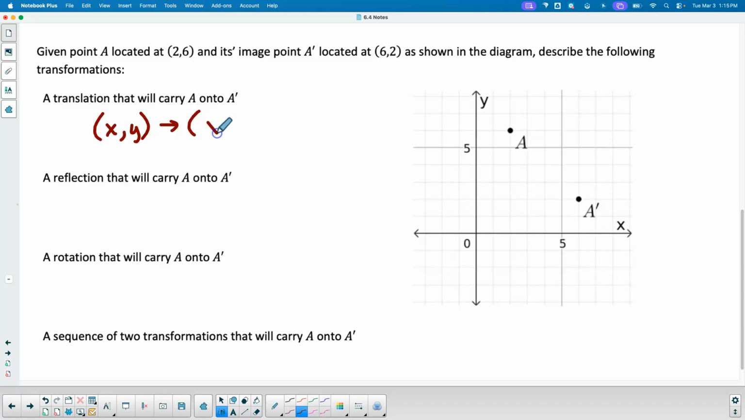Yep, exactly. X plus 4, that would be my right 4. Oops, I put a parentheses there that shouldn't have been. X plus 4 is my right 4. Y minus 4 is my down 4. Exactly.